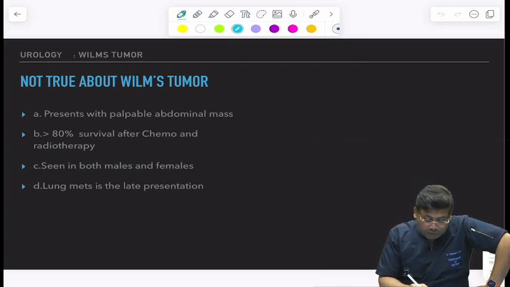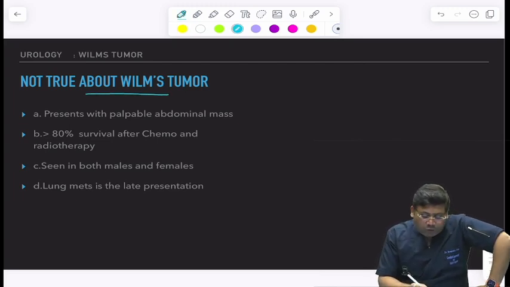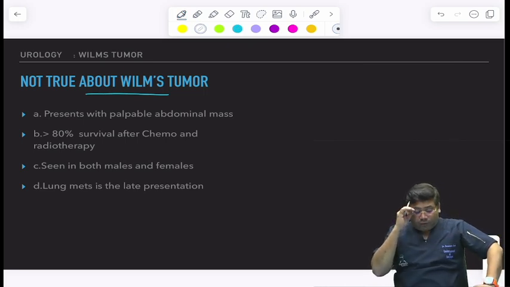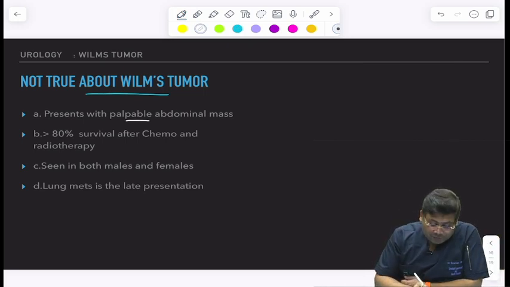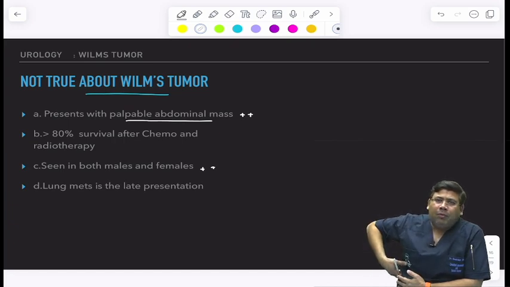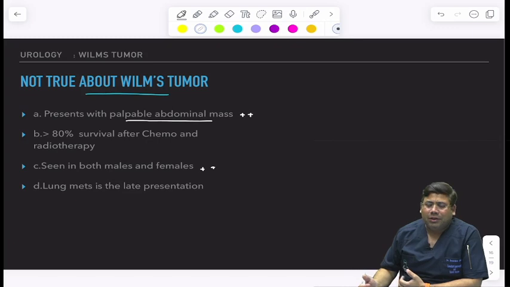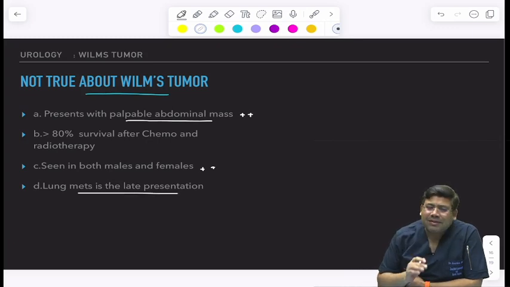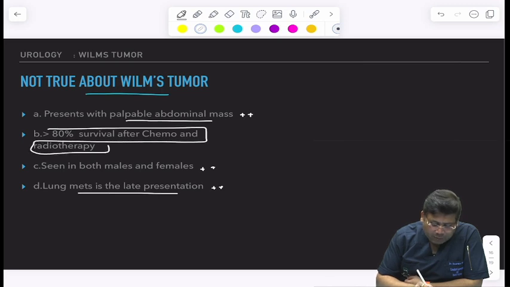Again, there was a question on Wilms tumor: not true about Wilms tumor. It presents with an abdominal mass. Yes, it is seen in both male and female. The classical presentation is a mother noticing an abdominal bulge while bathing the baby or changing the clothes. Lung metastasis is a late and rare presentation. But say 80% survival after chemo and radio.